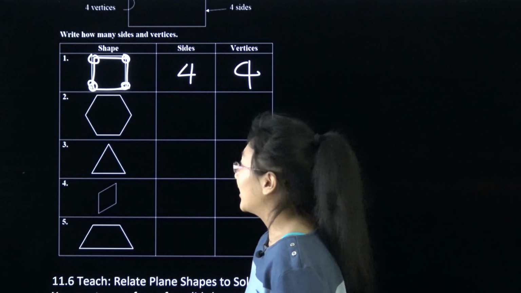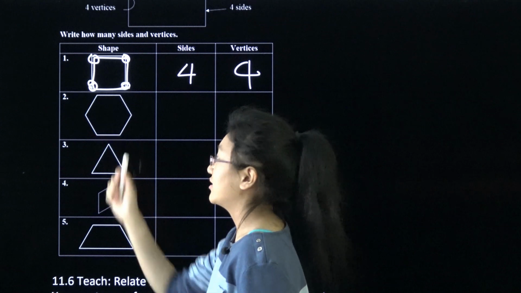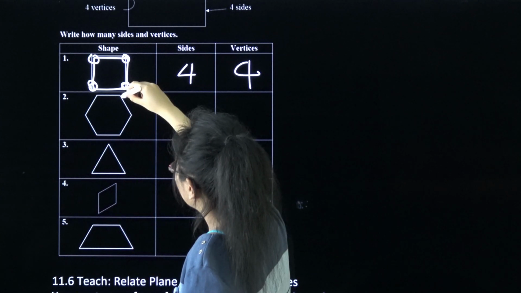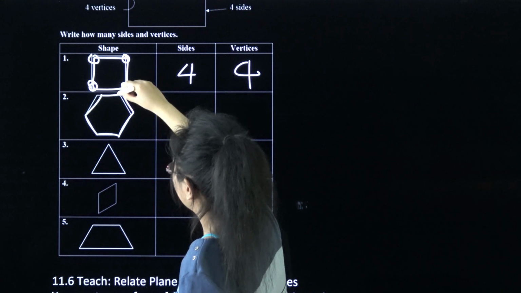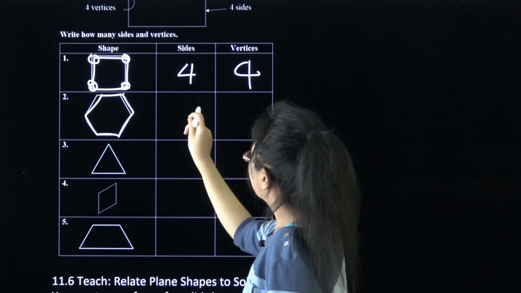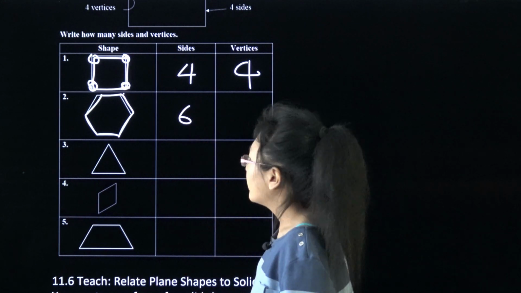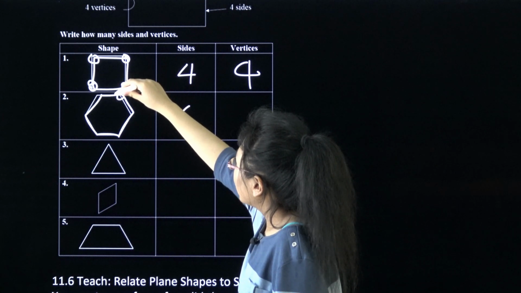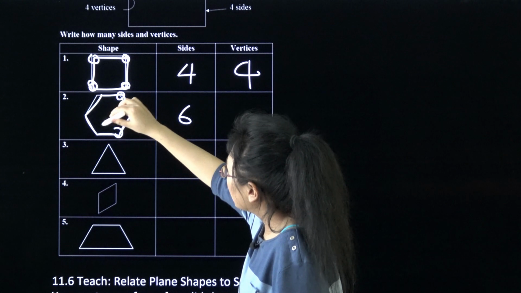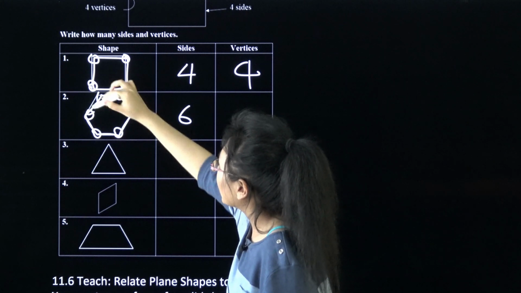The lovely, lovely hexagon. How do we know it's a hexagon? Because it has 6 sides. How do we know that? Because we counted. 1, 2, 3, 4, 5, 6. And then we count the vertices. 1, 2, 3, 4, 5, 6.